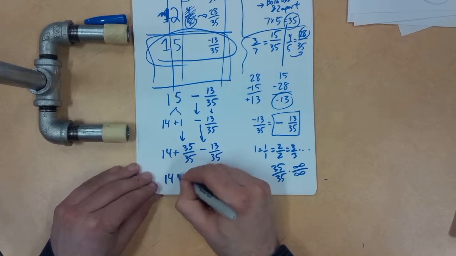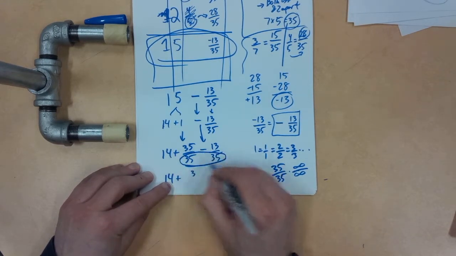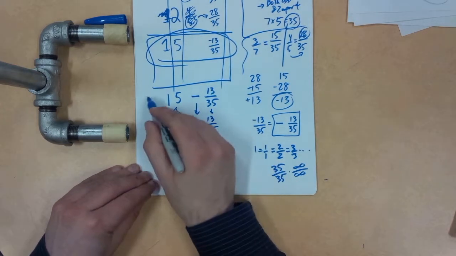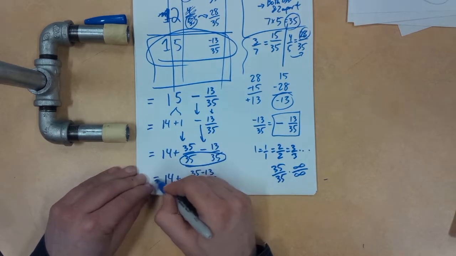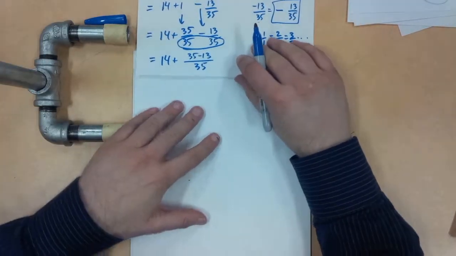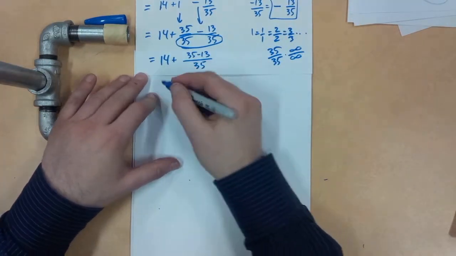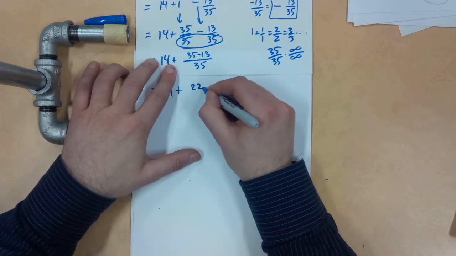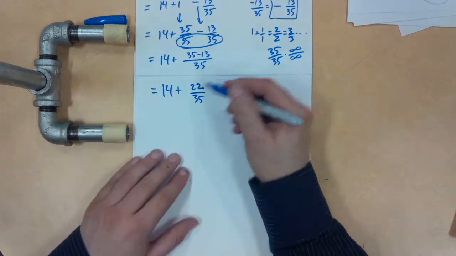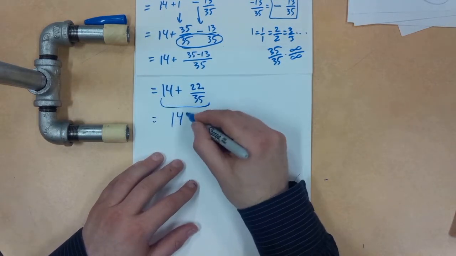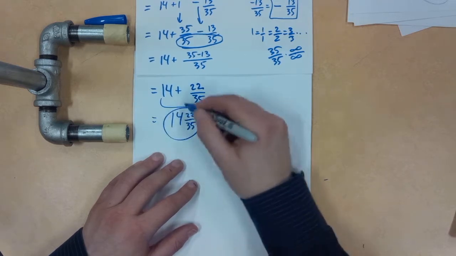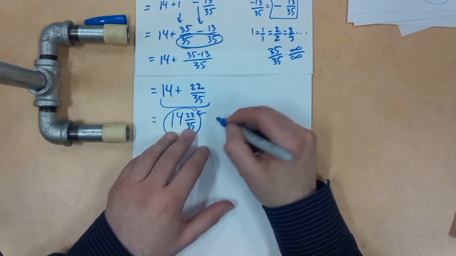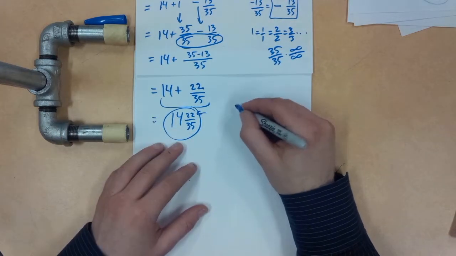I'm going to combine things, 14 plus... See, this is the same denominator, so I can combine them here. 35 minus 13 over 35. Okay, so first of all, I'm missing my equal signs. I'll get that fixed up. Oh, I've never had to do this before. I'm on a new piece of paper. Okay, so continuing. 14 plus, and that's going to be 22 over 35. And that's just going to be 14 and 22 over 35. Now, we know that this is in proper form because this is smaller than this. That's true. Let's just quickly see if it's simplified.